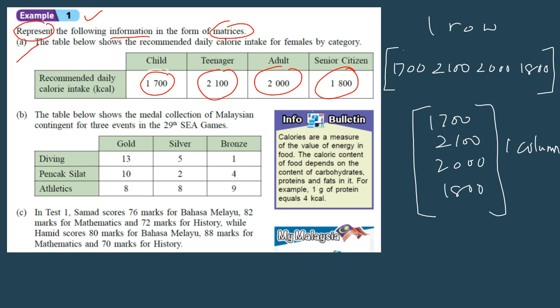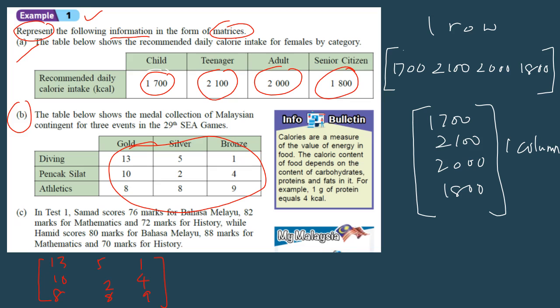For B, B also quite simple. You just write back everything here: 13, 5, 1, 10, 2, 4, and then 8, 9.